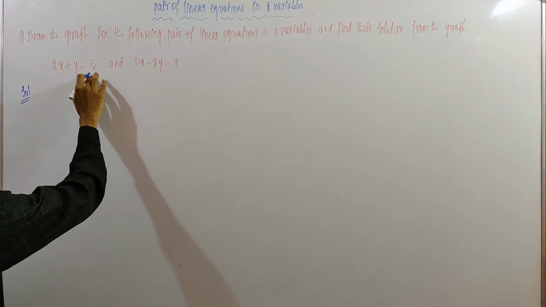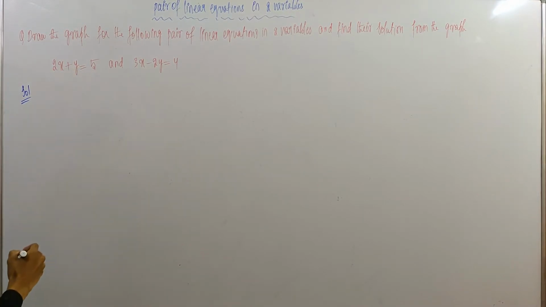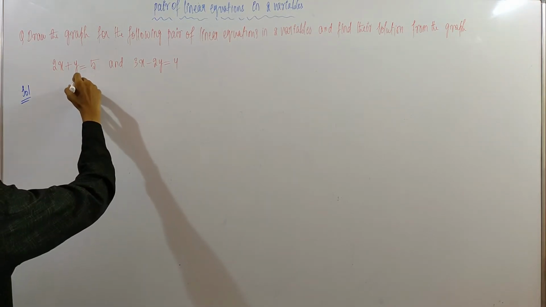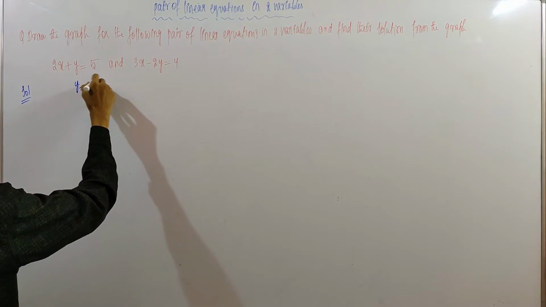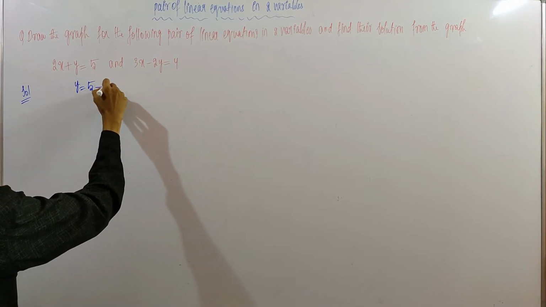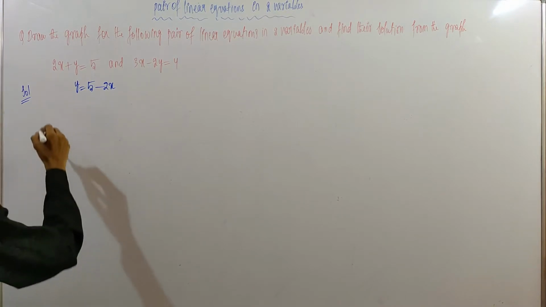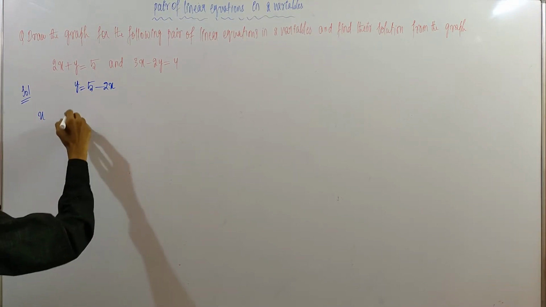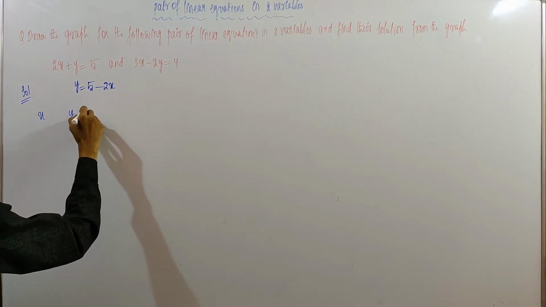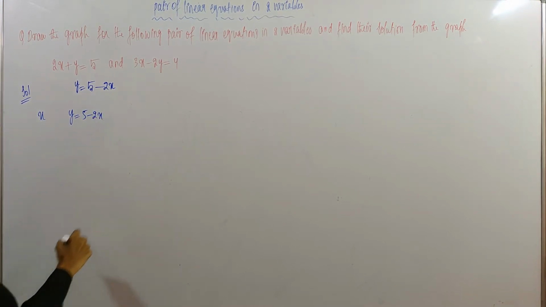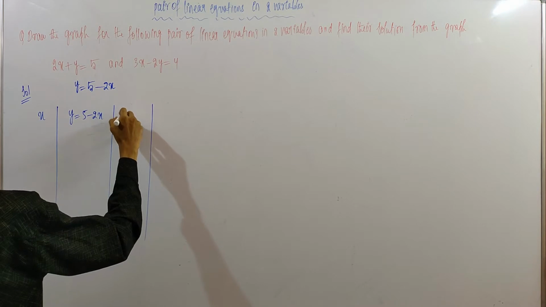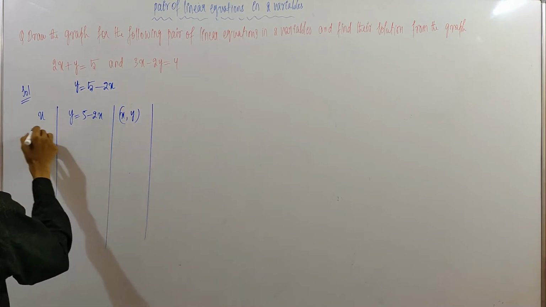Given 2x plus y is equal to 5. In order to draw the graph, let us make y the subject. y is equal to 5, send this 2x to that side, it will become 5 minus 2x. We will suppose certain values of x and substitute here. So we will take the x value, and y we have 5 minus 2x, and last we will make columns: first column, second column, and third column. Here we will take the ordered pair x comma y.